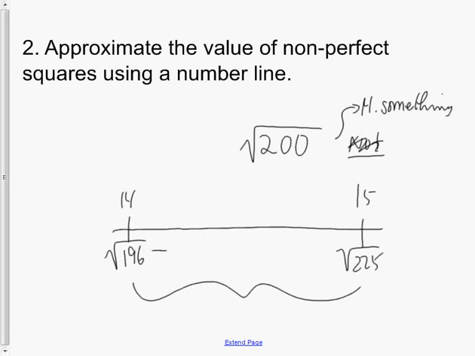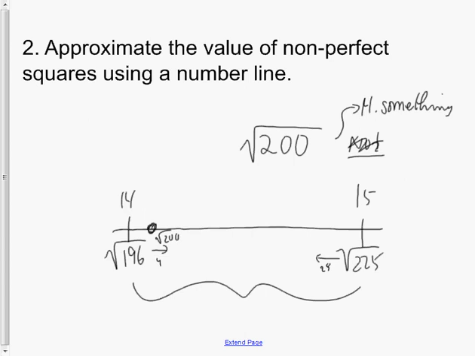Now 200 is going to be 4 away from 196, and it's going to be 25 away from 225. So it's much closer to the square root of 196 than it is to 225. So on a number line, I'm going to put a dot here and say that's approximately the square root of 200.